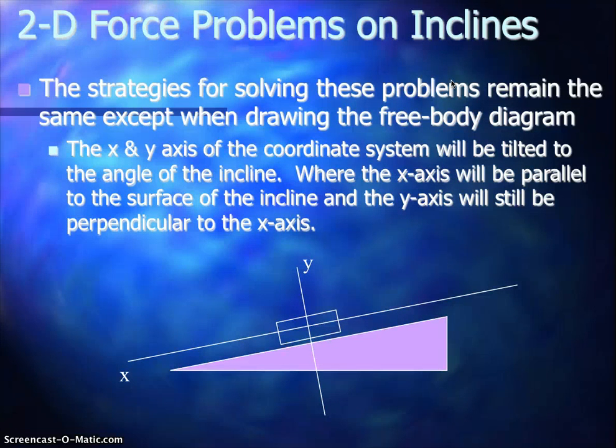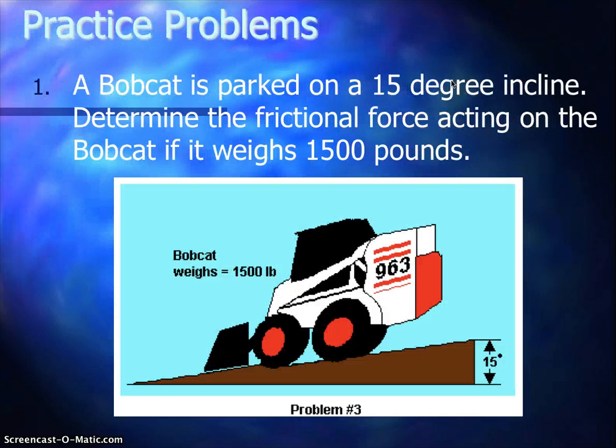So the strategies for solving the problems remain the same except when drawing a free body diagram. In other words, you will take your x-axis and your y-axis and you tilt it so that the x-axis is parallel to the surface of the incline. And so by doing so, you will still have x and y, which are still going to be at 90 degrees to each other, and therefore we can still use what we have learned about free body diagrams and solving the friction problems in exactly the same way. So the free body diagram is the only thing that changes, and a few of the forces will be tweaked.